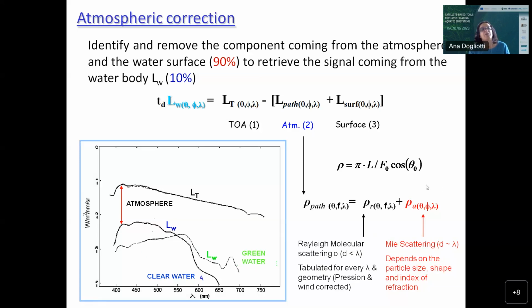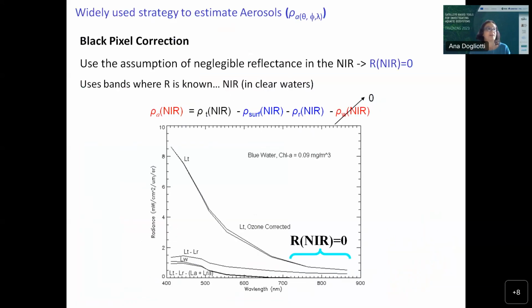What's coming from the atmosphere can also be divided into what comes from the molecular part of the scattering and the aerosols. But the important part is that the Rayleigh molecular scattering can be calculated, it's tabulated, depends on wavelength and geometry. So that's kind of the easy part. But what I want to focus on here is that the most variable thing is the scattering of the reflectance coming from the aerosols, which can vary in space, time, and size and type of aerosol. So basically the size of the particle.